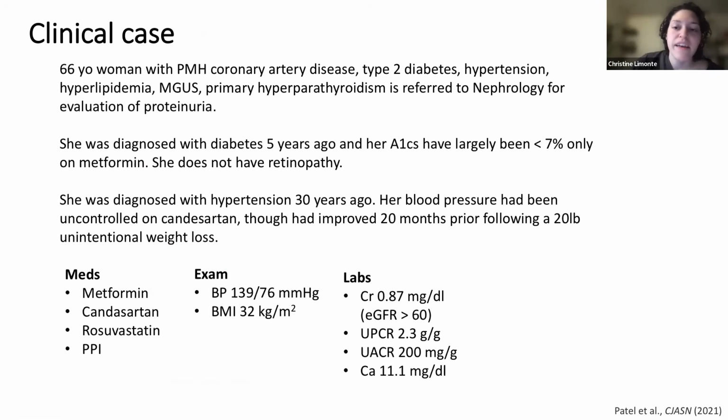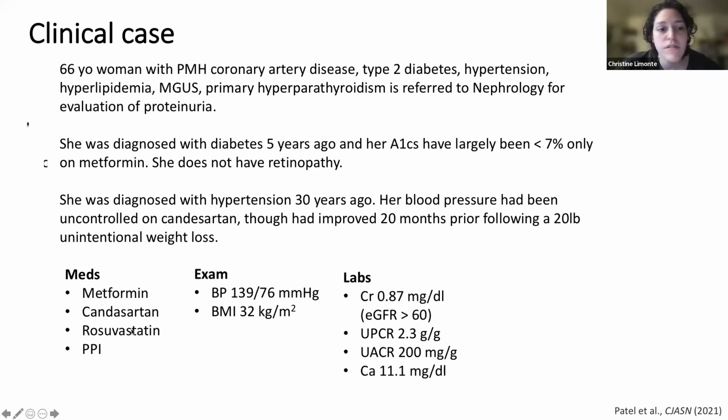This is taken from a case report recently published in CJASN. Our patient is a 66-year-old woman with a past medical history of coronary artery disease, type 2 diabetes, hypertension, hyperlipidemia, MGUS, and primary hyperparathyroidism. And she's referred to nephrology for evaluation of proteinuria. She was diagnosed with diabetes 5 years ago. Her A1Cs have been largely less than 7%, only on metformin, and she does not have retinopathy. And she was diagnosed with hypertension 30 years ago. Her blood pressure had been uncontrolled, initially on candesartan, but improved 20 months prior following a 20-pound unintentional weight loss.